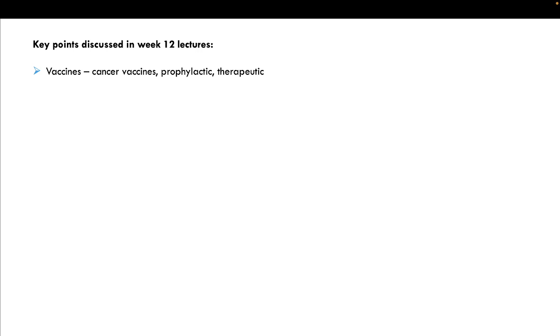On the other hand, we have therapeutic cancer vaccines, wherein you already know that a person has a particular type of cancer, and you know that the patient's body is not able to overcome this cancer. So therapeutic cancer vaccines are given in order to strengthen the immune system of that person against that cancer. This is what we discussed in the last week.